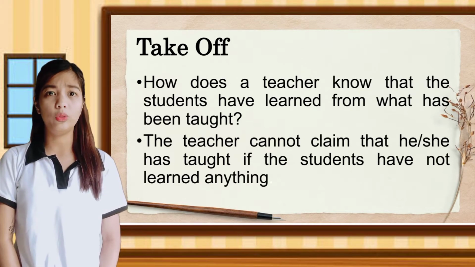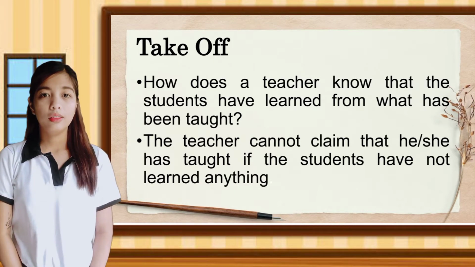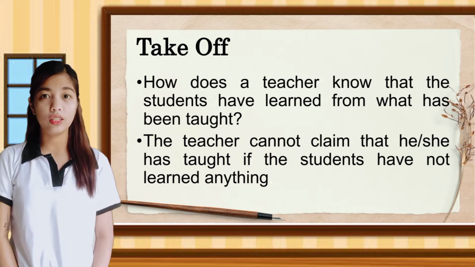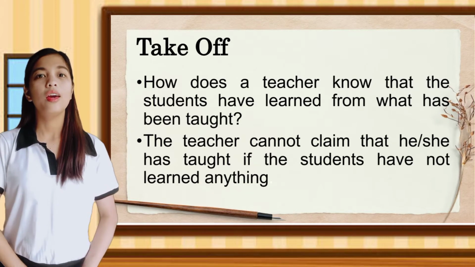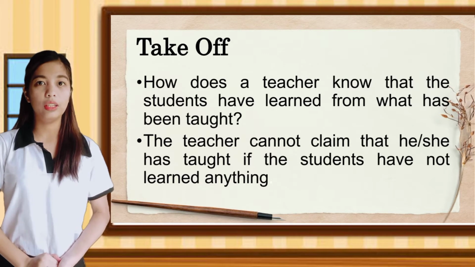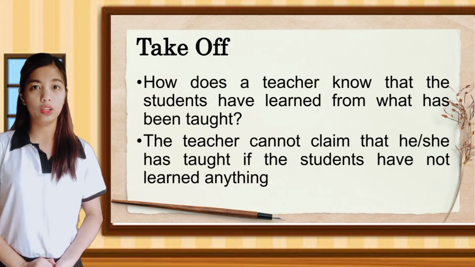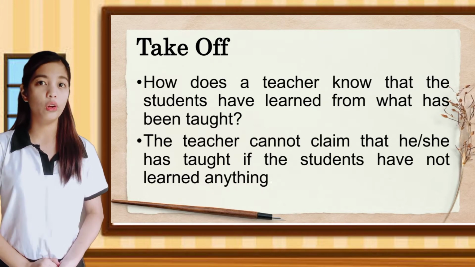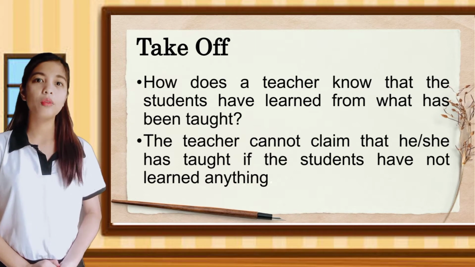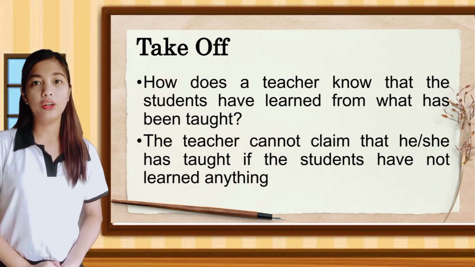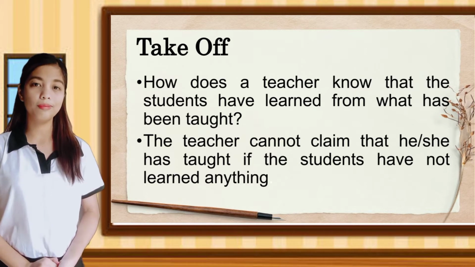How does a teacher know that the students have learned from what has been taught? The teacher cannot claim that he or she has taught if the students have not learned anything. In this lesson, we will find out that assessment of learning is an evaluation process that tells whether the intended learning outcomes through the teaching learning process have been converted into achieved learning outcomes. We will also find out that learning outcomes can be measured through the use of different assessment tools.